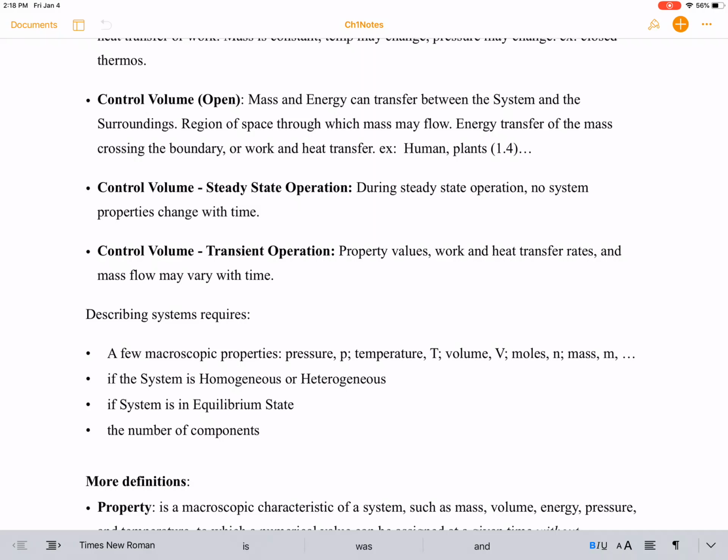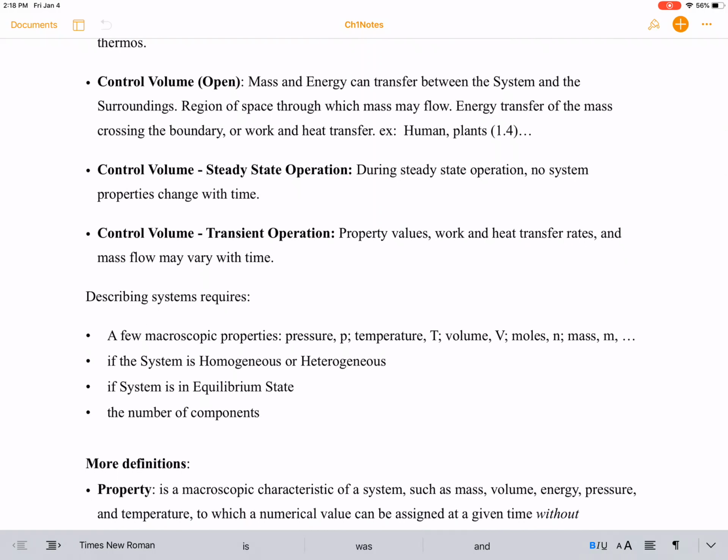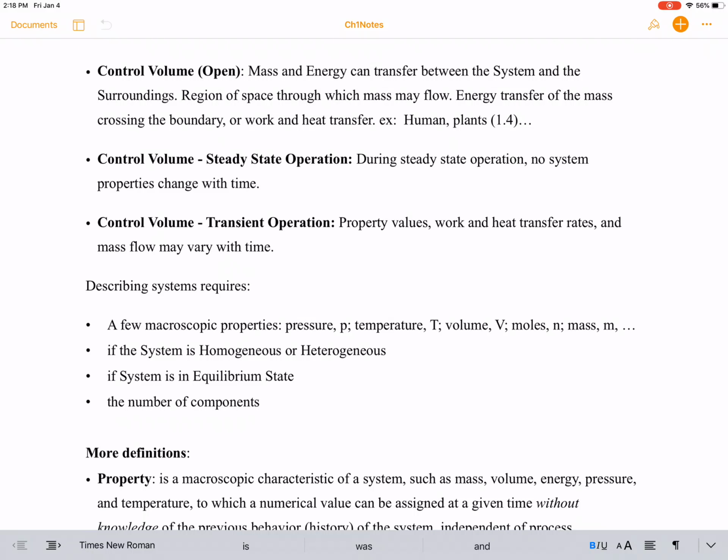And control volume is another way to say open system, and mass and energy can be transferred between the system and the surroundings. The region of space through which the mass may flow makes it an open system. So thinking about a control volume, and thinking again about, let's say, a human. So a human is an open system or control volume. So even though you have skin, your skin actually breathes, you sweat. Sweating would be mass transfer across the body boundary.